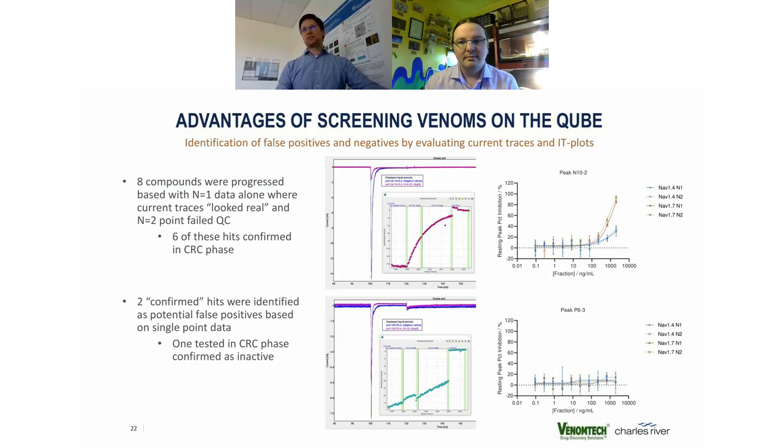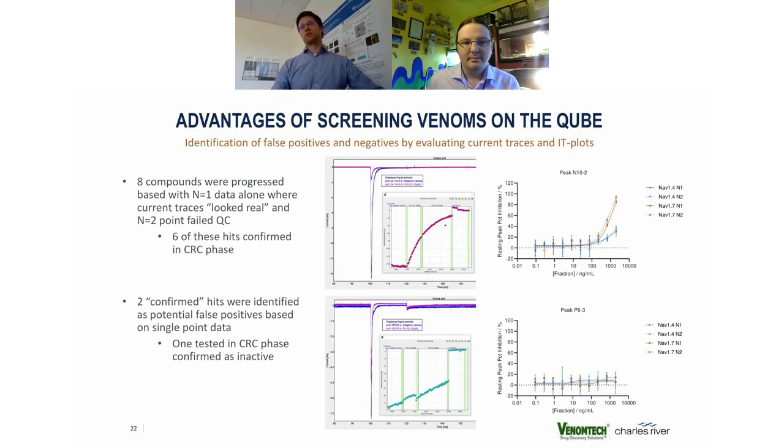The examples here, essentially, in the top, we have one venom fraction where the second repeat in the pilot screen failed, but because we could see the data, we could see the current traces, the high quality in the seals, and also the IT plot with that biological modulation of the channel activity, we chose to take it forward because we were confident that it was actually truly active. And that was confirmed in our concentration responses. You can see the activity in the CRC on the right.